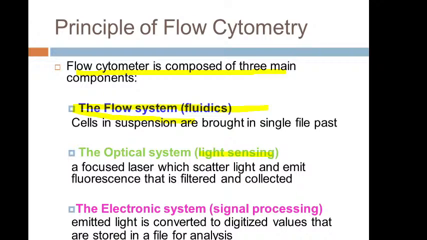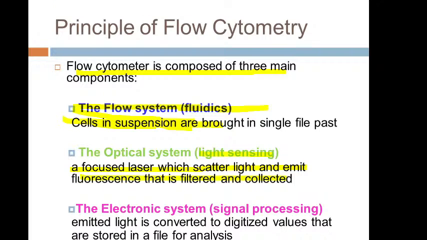In the flow system, the cells are allowed to pass. Getting my point? Cells are allowed to pass in a suspension, but only a single cell is allowed to pass. Optical system is basically what? When we have to put the laser on the cells. The optical system is a focused laser which scatters light and emits fluorescence that is filtered and collected. So the optical system is when the laser beam is allowed to strike the cell.